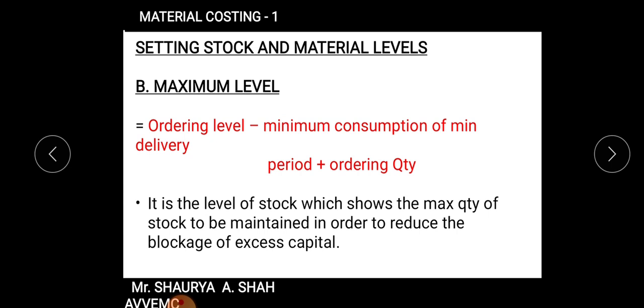So what is maximum level? Just remember a simple line: it is that level above which you don't need to make any purchases if you have stocked up to that level. What is it? Ordering level. This ordering level is what we found in the first formula, that is maximum consumption into maximum delivery time, the maximum thing which you require, minus minimum consumption of minimum delivery period, plus ordering quantity. I suppose everyone is clear with that part.